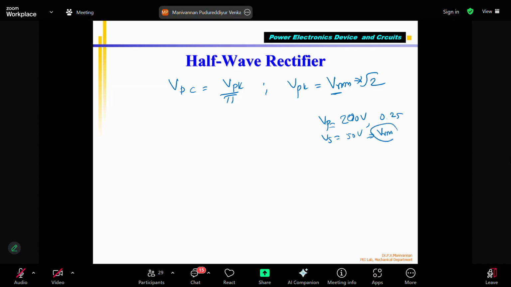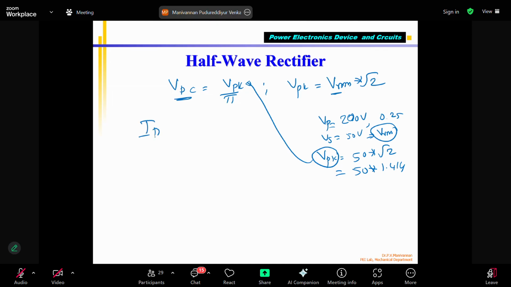So the VS is called the VRMS voltage. This is nothing but VRMS or secondary voltage. What is my VPK? VPK of this VRMS is nothing but 50 into √2, 50 into 1.414. Okay, you got it? So you can calculate. Once you know the VP, you can substitute that value here and divide by pi, which is 3.14. That will be the VDC of the half-wave rectifier.